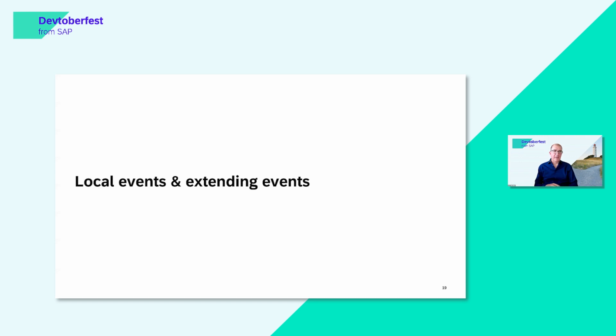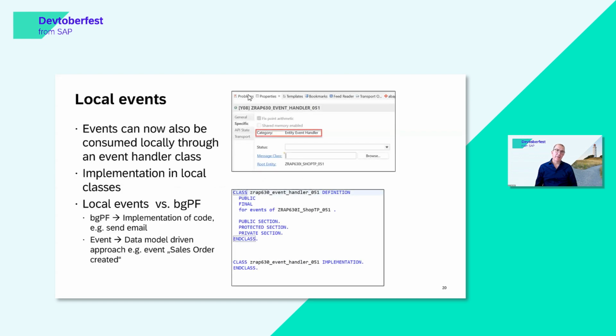Good. Then we are continuing, and we will have a look at events, and about local events and how to extend events. So local events is something which we have now introduced with 2308. And what does this mean? So we can now raise events.